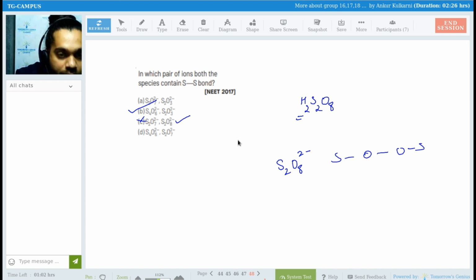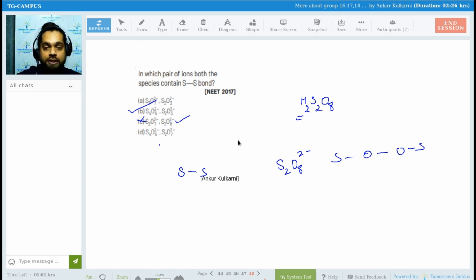Why? Look at the structure. S2O7 2 minus is your oleum. In the oleum also you do not have an oxygen-sulfur bond. You have your oxygen bond. Now over here, what we have is S4O6. So S4O6 is something like this.